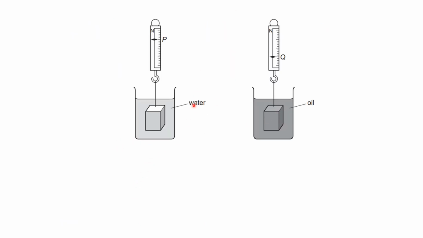So let's take a look at these diagrams side by side. So here is a cube immersed in water and the same cube immersed in oil. And we have 2 marks on the spring scale. So we are going to draw the free body diagram. So this is the weight of the block. This is the force that is marked on the spring scale, P. But because it's submerged in liquid, we have the upthrust force.